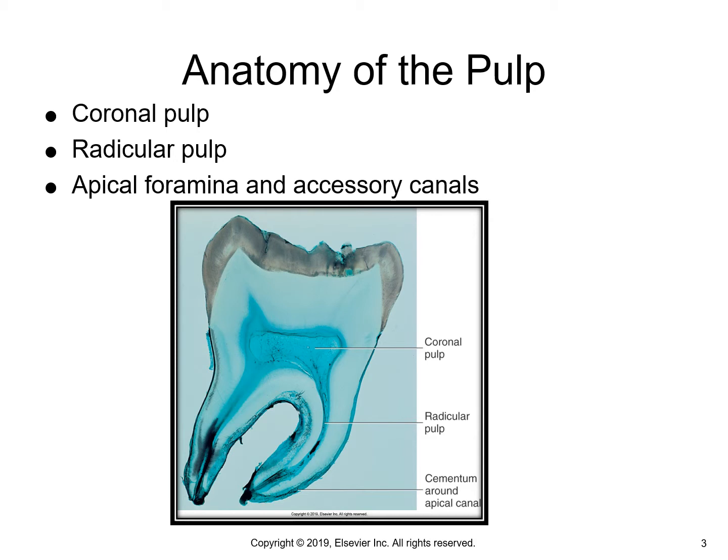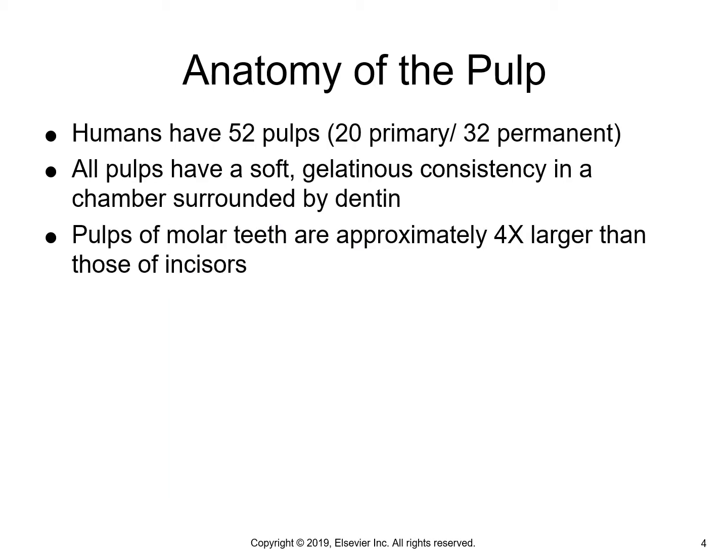Each root has an apical foramina or opening where that can communicate with the periodontium that supports the tooth, and many teeth will also develop accessory canals in the root of the tooth as well. Humans have the potential to have 52 pulps, providing they have 20 primary teeth and 32 permanent. All of the pulps have that same gelatinous consistency, and the pulps of molar teeth are approximately 4 times larger than the pulp of an incisor.